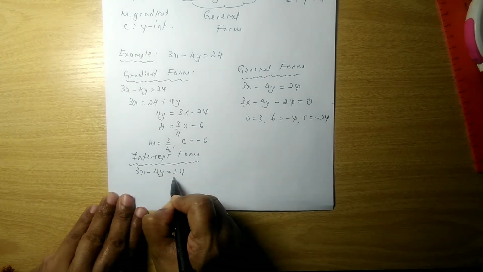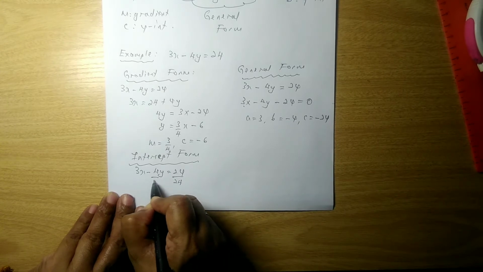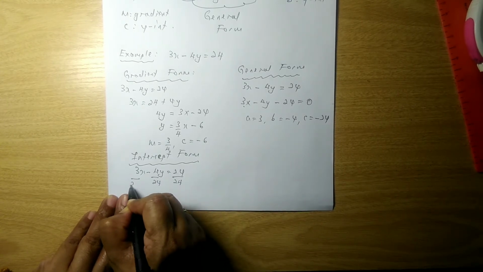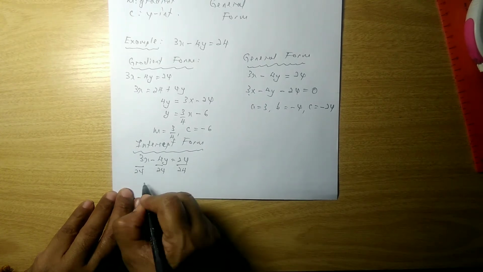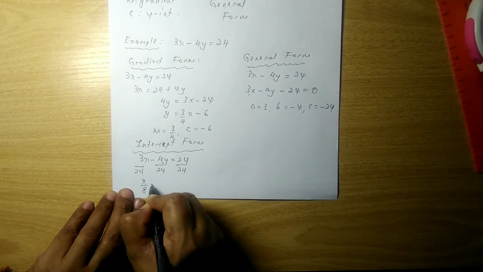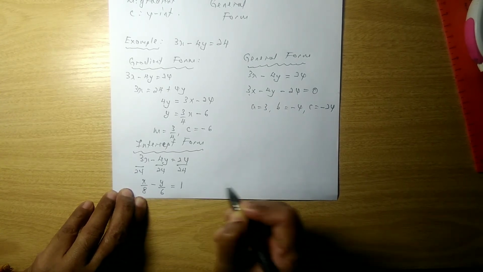So how do I get a 1? I'm going to divide this by 24. Because it's an equation, every term is divided by 24. So this is 1, this is 8, and I get x over 8 minus y over 6 equals 1.